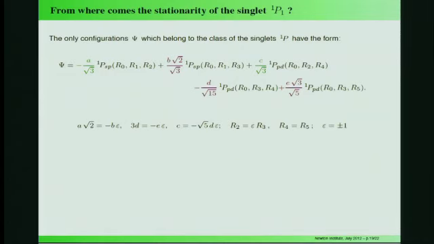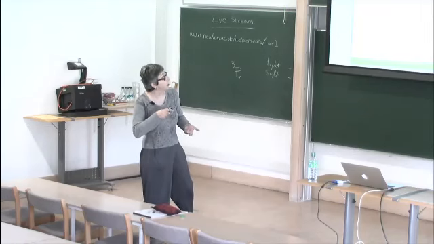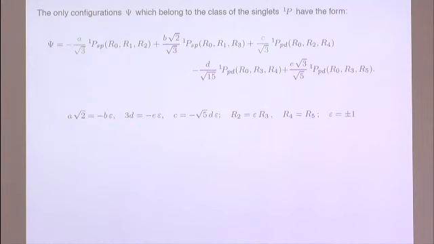So we have some requirements for this to be a singlet P: it has to be an eigenfunction of L square, S square, and J square with the right values. Okay. So we have this information here. And then we observe something which is very interesting, which is the following.